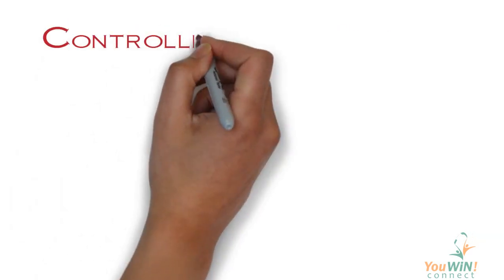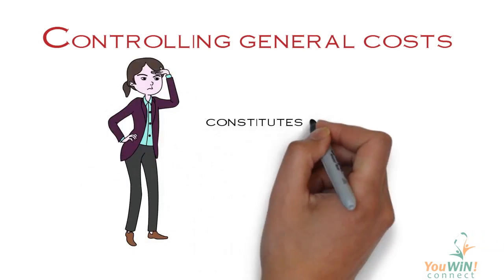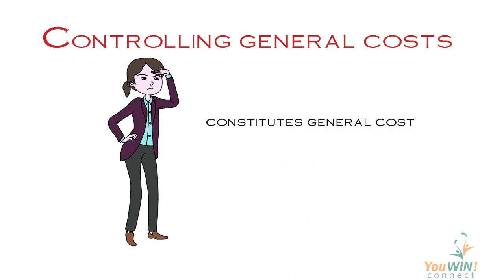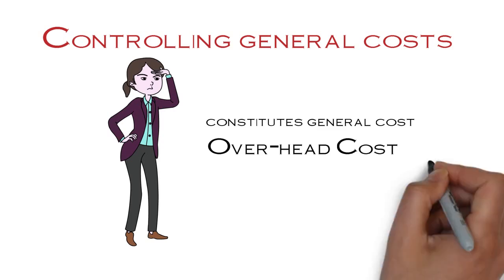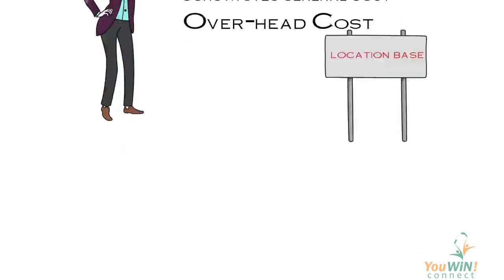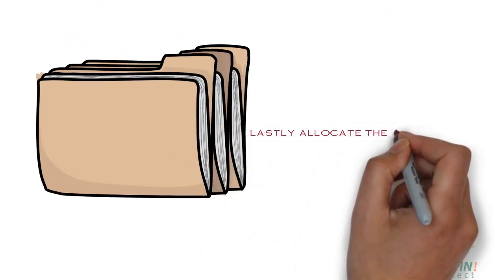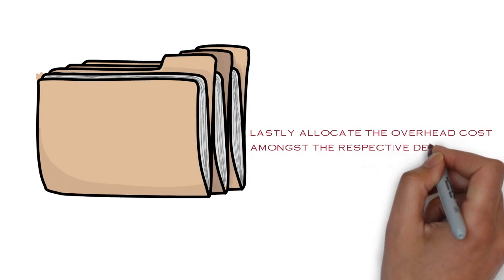Next, we look at controlling general cost. In order to control general cost, you need to identify what constitutes general cost. This can also be called overhead cost. When you have identified all these costs that are general to all departments, then you identify the allocation base through which you would allot cost to each department. In order to achieve this, you need to collect data on the allocation base and lastly allocate the overhead cost amongst the respective departments.